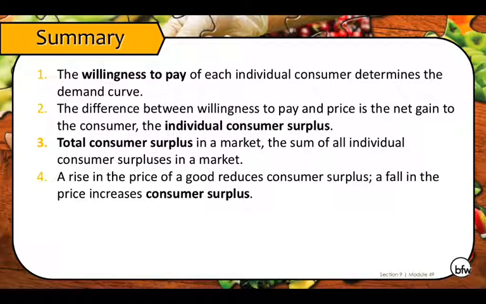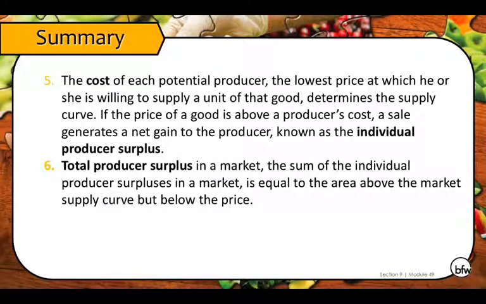So what have we learned in this module? Well, several things. Number one, we've learned that the willingness to pay of each individual consumer determines the demand curve. Secondly, we've learned that the difference between willingness to pay and price is the net gain to the consumer, which we call the individual consumer surplus. Total consumer surplus in a market, then, is the sum of all individual consumer surpluses in the market. We learned then that a rise in the price of a good reduces consumer surplus, and a fall in the price increases consumer surplus.